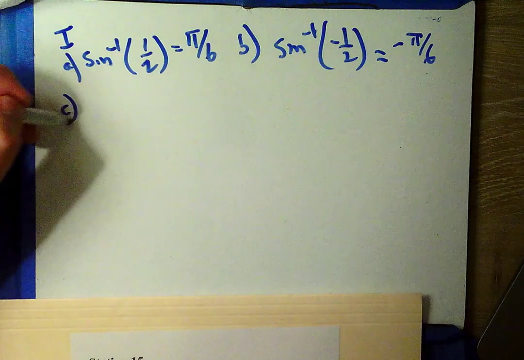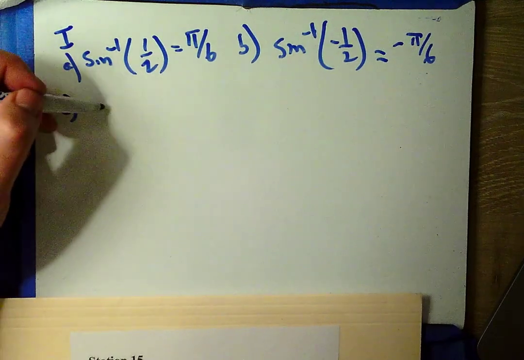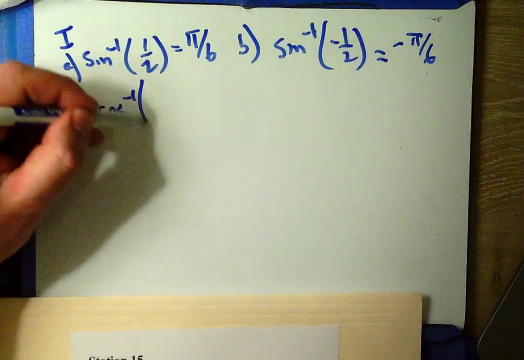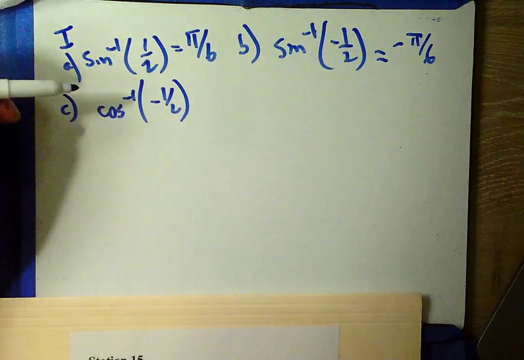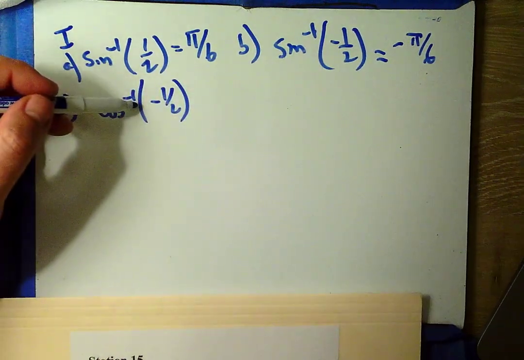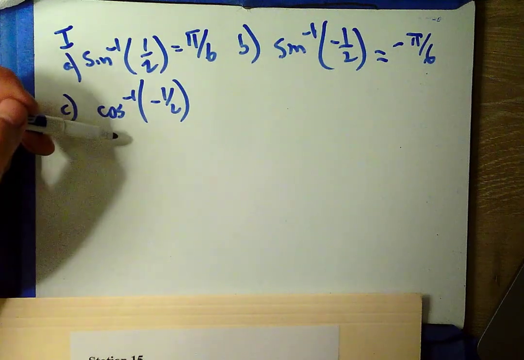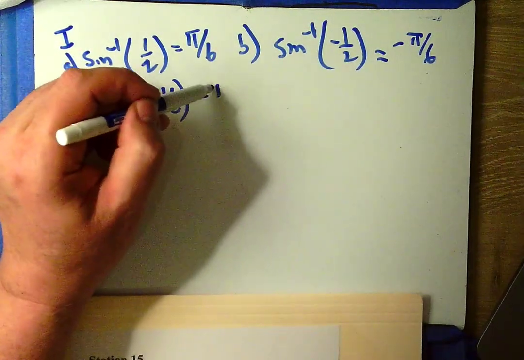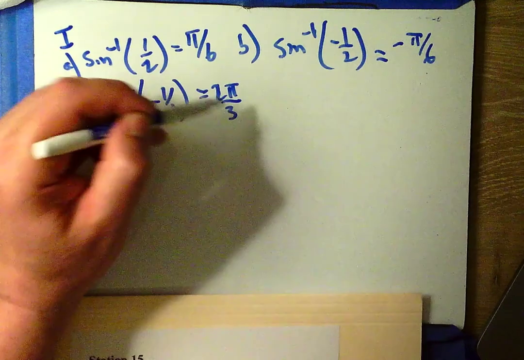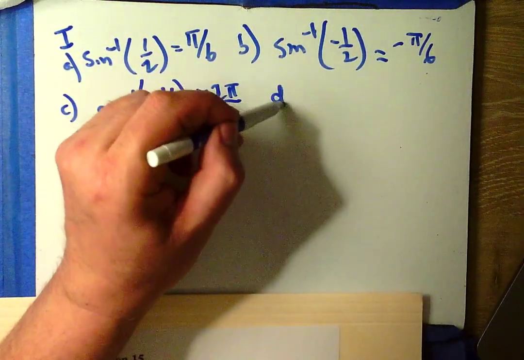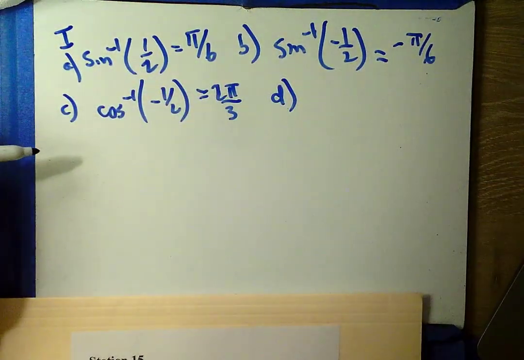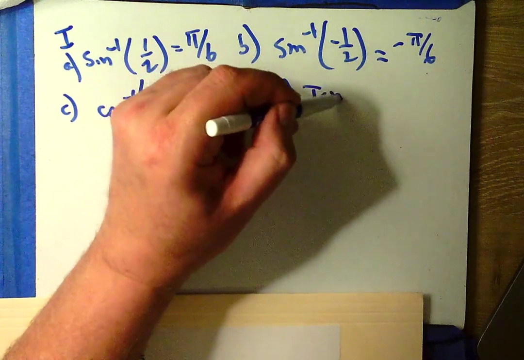to pi over 2. C says cosine inverse of negative 1/2. What angle within the restriction of inverse cosine from 0 to pi has an x value of negative 1/2? And that's 2 pi over 3. D, tangent inverse of negative 1.